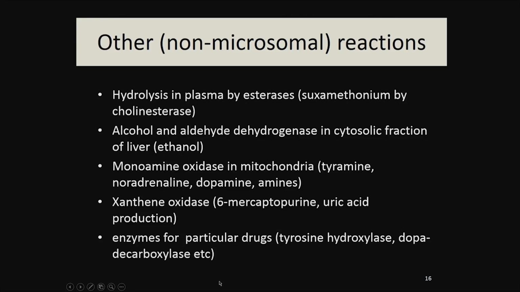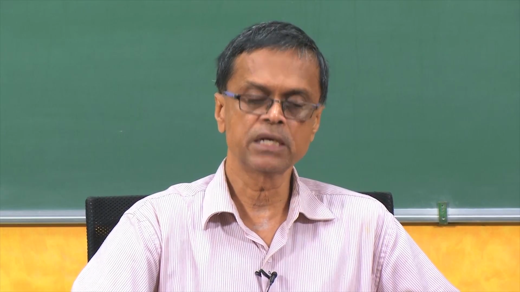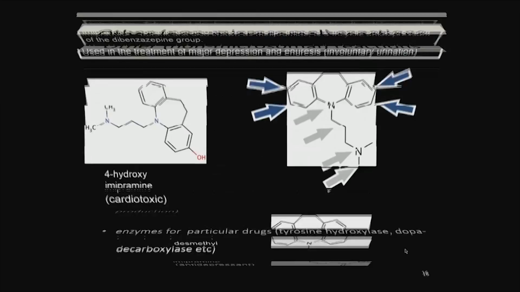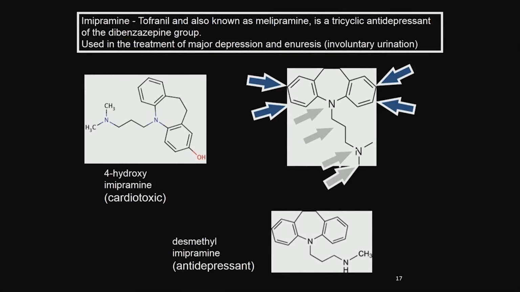So, in addition to changes that are happening in the liver, you can also have changes in different parts, like esterases, dehydrogenases, monoamine oxidase, xanthine oxidase and so on. Actually tyrosine hydroxylase, dopa decarboxylase. All these can also act on your drug and modify its structure. Okay. For example, let us look at this example.